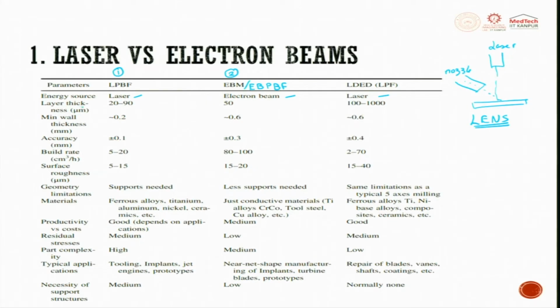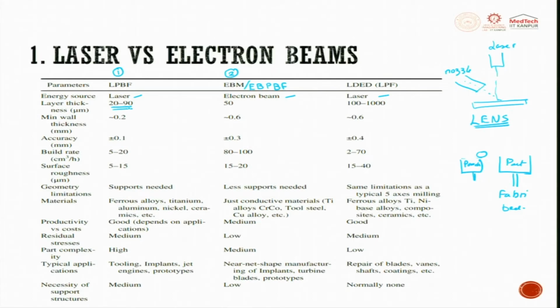Let us look at layer thickness. Layer thickness is from the powder bed to the sample development bed, the part manufacturing bed. This is the powder bed, and this is the part manufacturing bed. You will always have a recoater or a doctor's blade which takes powder from here and smears it on top of the surface. When it smears on top of the surface, it decides the layer thickness.